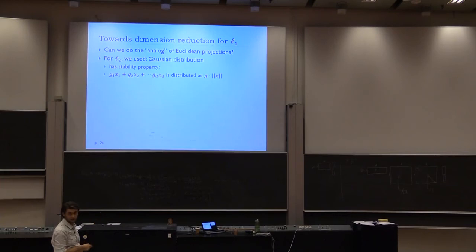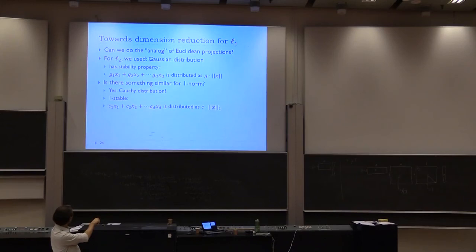So there is a natural question, now you can pull out your MacBooks and say, are there distributions similar to G, where this would not be G but some other distribution such that this sum is distributed as something times the one norm of x? Okay, it's a valid question. And yes, there is such a distribution. It's called the Cauchy distribution. And it is one-stable.